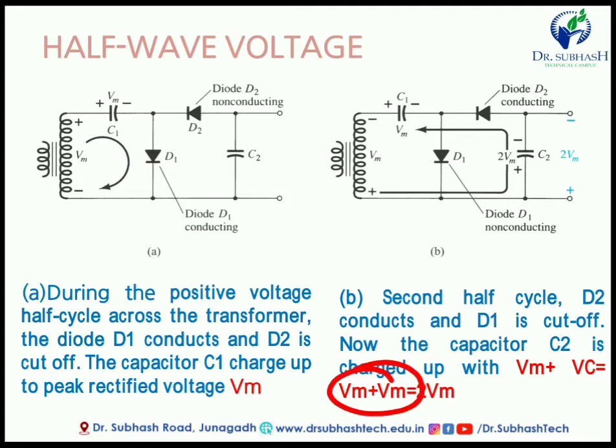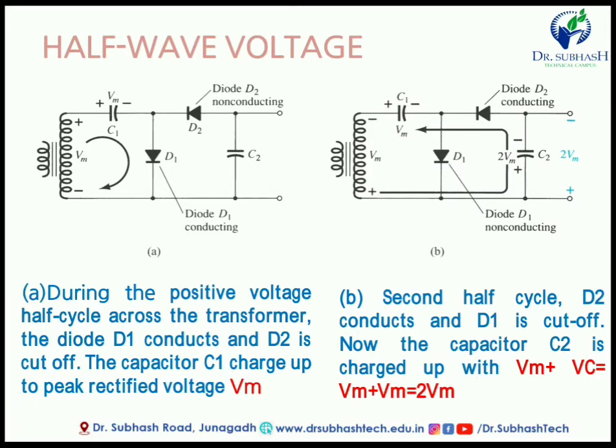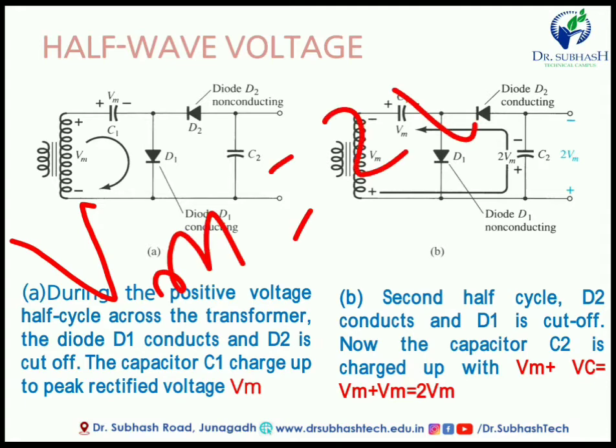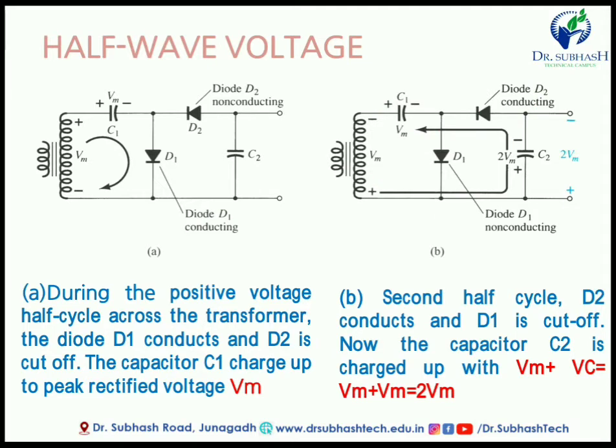So Vm plus Vm, here this capacitor will charge up to 2Vm, because Vm is our input voltage and Vm is the capacitor charging voltage. Whenever we add these voltages, it becomes 2Vm. So our input is Vm, but output is 2Vm. It doubles the voltage, so it is known as a voltage doubler, but only half wave. So it is known as a half wave voltage doubler.